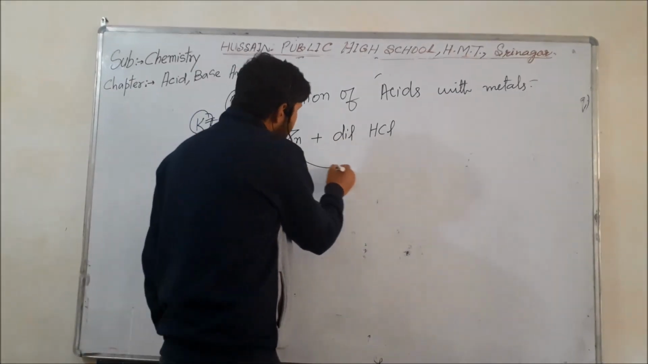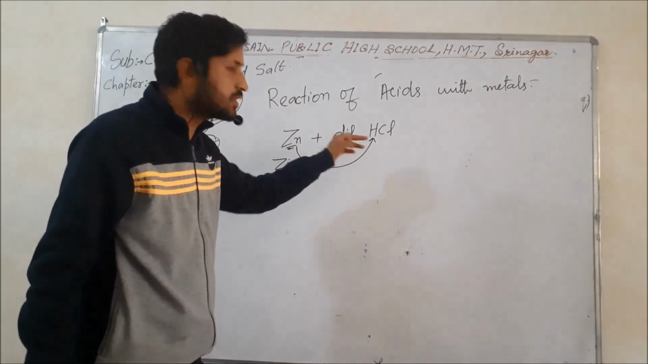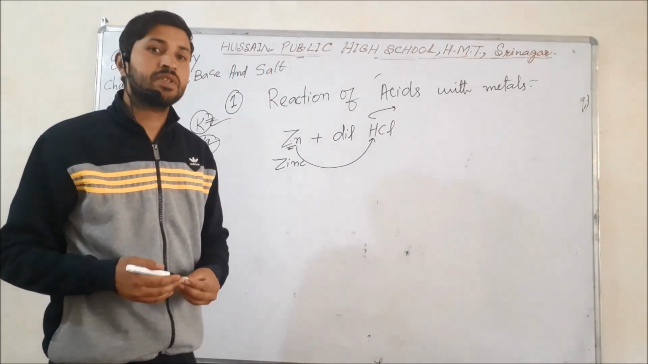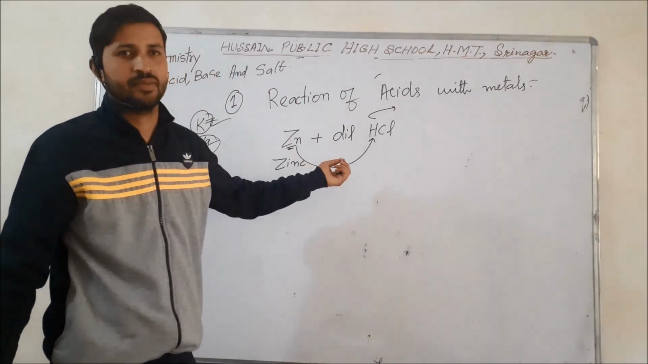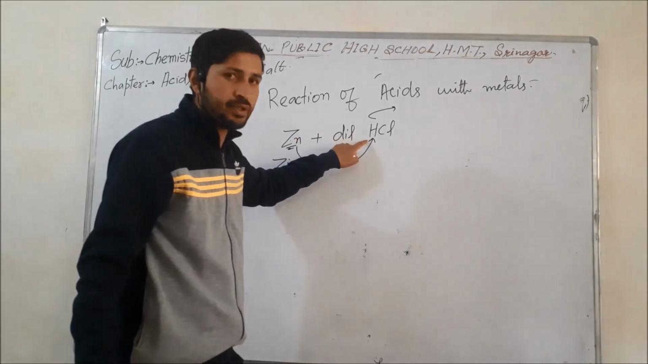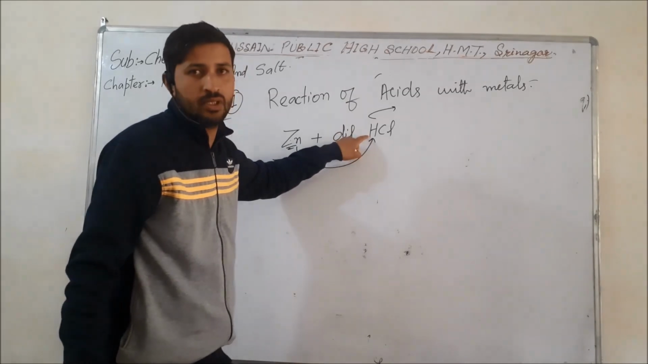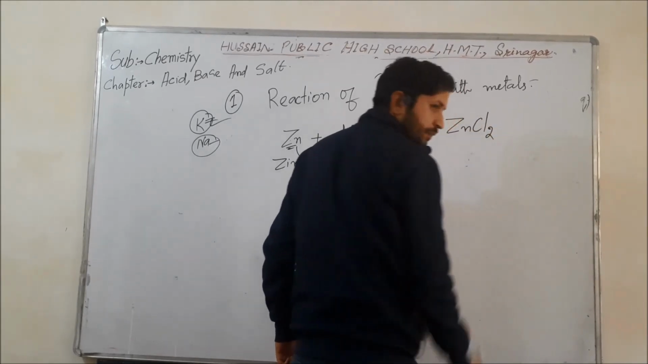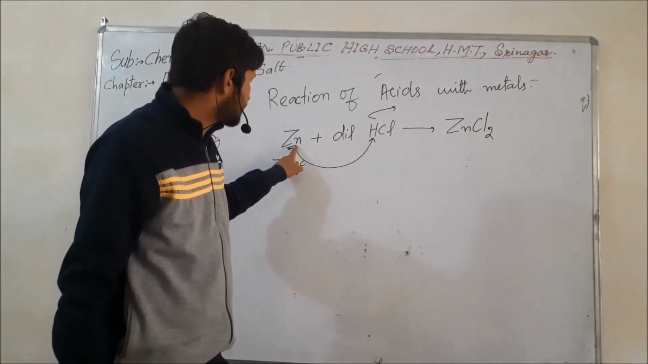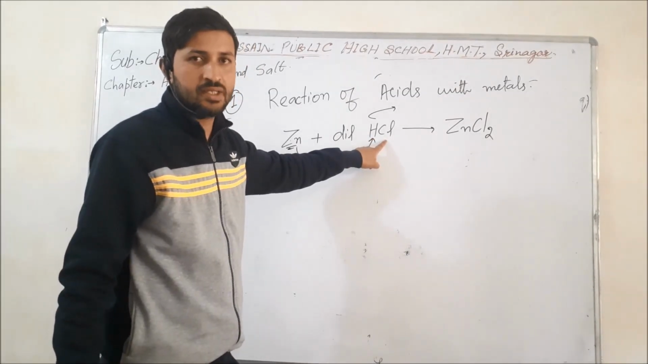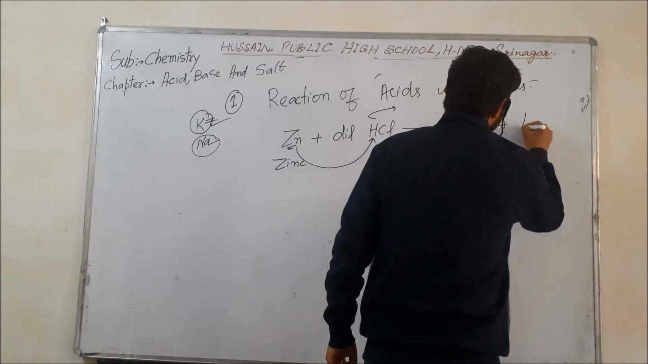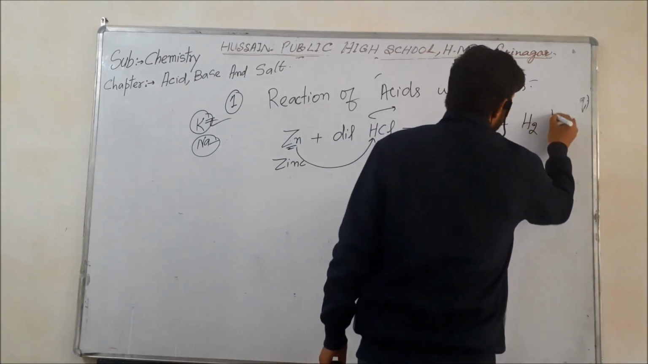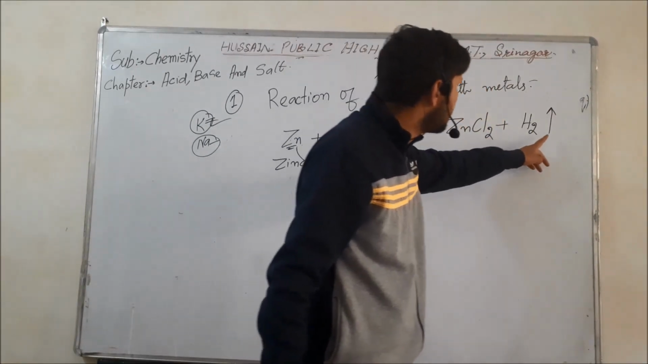Then what happens? This zinc will kick out this hydrogen from HCl. It will take its position. First chapter, chemical reactions and equations, displacement reaction. This is a displacement reaction. Zinc is more reactive than hydrogen. Zinc will displace hydrogen and take its position. It will form ZnCl2. What is left? Hydrogen. A single hydrogen cannot exist. Two hydrogens combine, form a covalent bond and form hydrogen gas. The production of hydrogen gas is shown by an up-headed arrow.